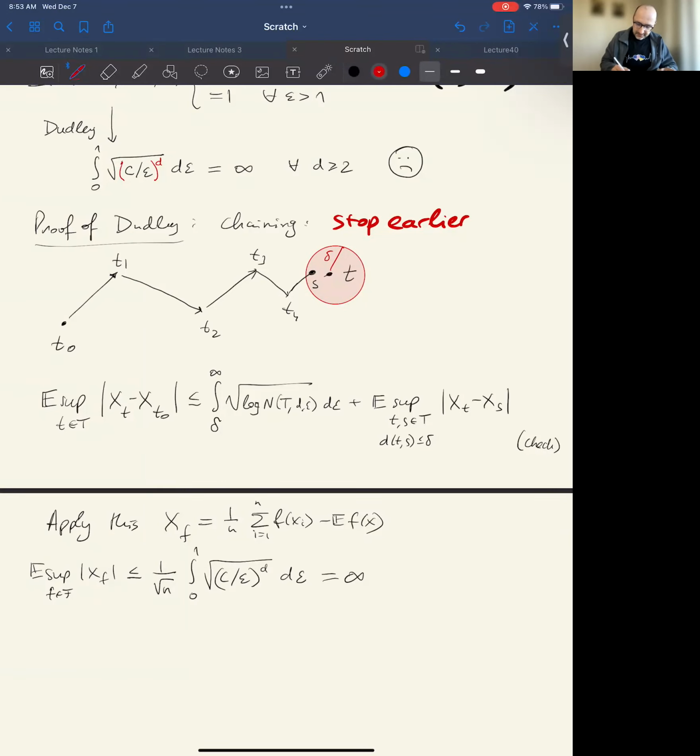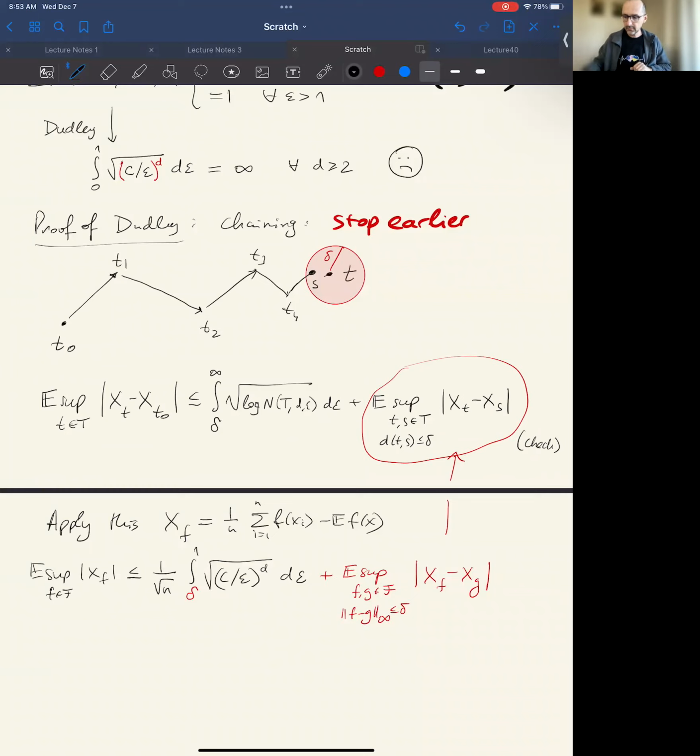Now let's fix this. So instead of going all the way to 0, we stop at delta. We pay this, where f and g are in F, and the distance, which is a sup norm, is less than delta. So we paid this term. So that's our fix. Okay, let's see how much we pay. Is it okay or not?